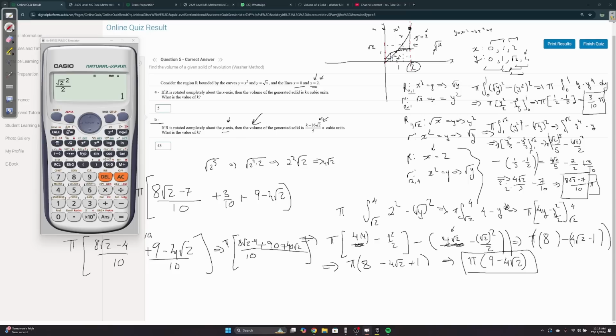8 root 2 minus 40 root 2 is minus 32 root 2. But I'm going to start with the positive values first. Minus 4 plus 90 is 86. 8 root 2 minus 40 root 2 is minus 32 root 2, over 10. You have pi outside. Okay, but they have it over 5. So we can just divide by 2 up and down. So it's going to be pi times (43 minus 16 root 2) over 5. Okay, so what's the value of k? It's going to be 43.